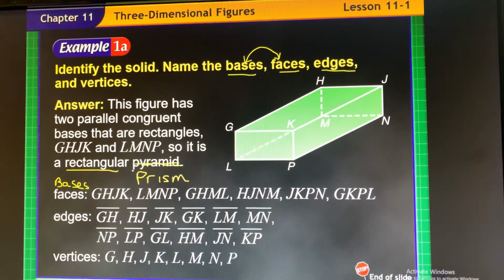And then vertices, they're just the points, and you just list them. So pay attention: edges need to have line segments over the top. Faces, you just put the letters together so that it creates the face. It doesn't matter the order either. I could go GLPK or I could go KPLG. I just can't go GPKL. So follow the line segments when you name the bases and the faces.